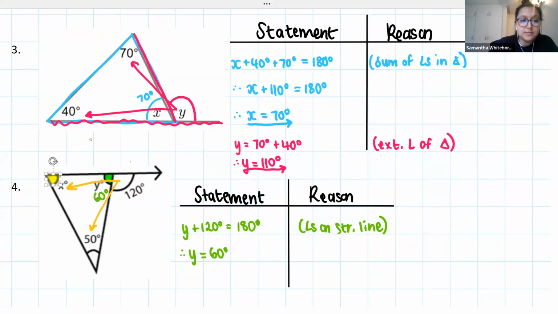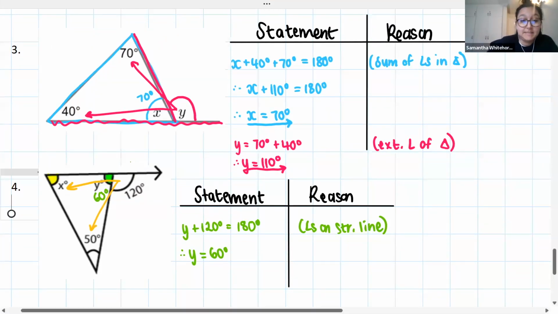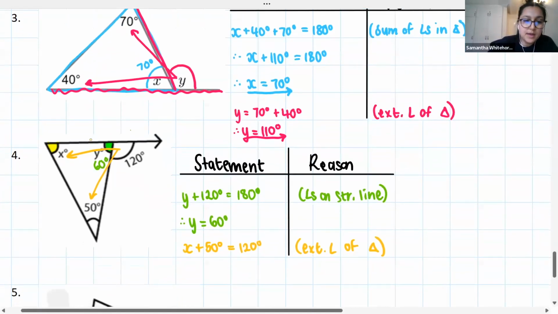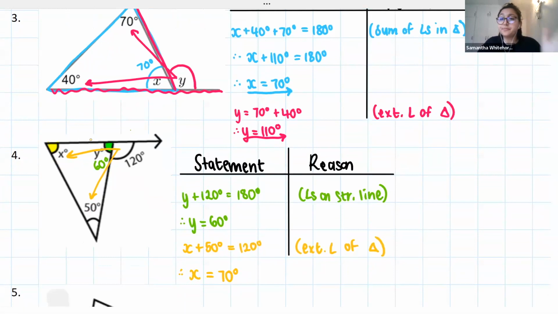So x plus 50 degrees must be equal to 120. And this is because of our exterior angle of triangle. Again, you could have used sum of angles in a triangle. That's fine. Nothing wrong with that. If I subtract 50 on both sides, I get that x is equal to 70 degrees. And you would have gotten exactly the same answer if you had used sum of angles in a triangle.